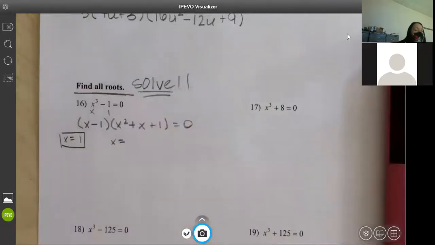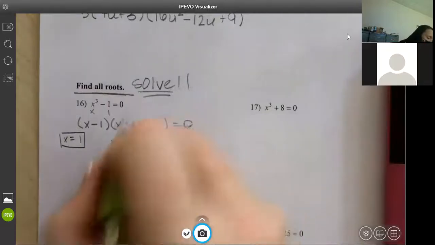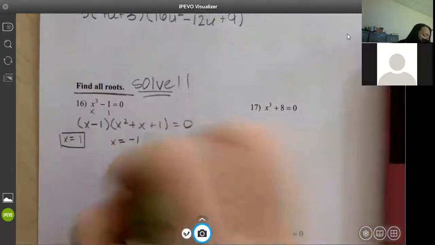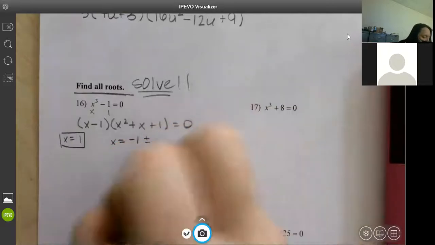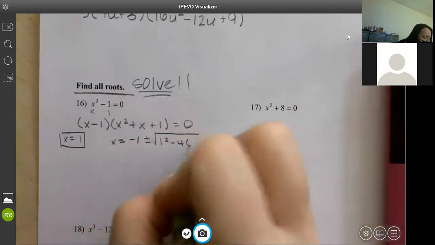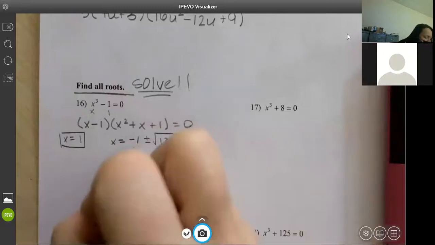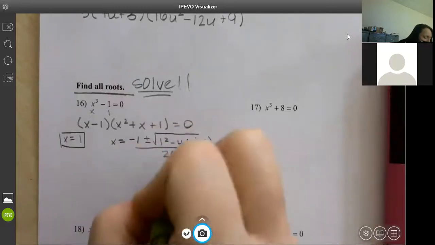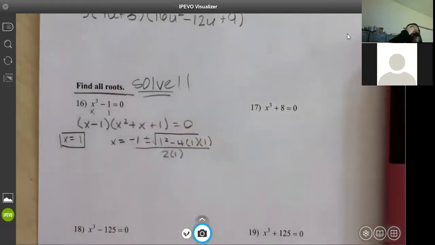X equals, we're going to do quadratic formula. Negative b would be negative 1, plus or minus the square root, b squared minus 4 times a times c. Everything is 1s, all over 2a. And we've already done this one time on the other side. So what I would suggest is make sure you're using some scrap paper, and that way if you get one on the solve that's the same, you have it, okay? You already have it done.